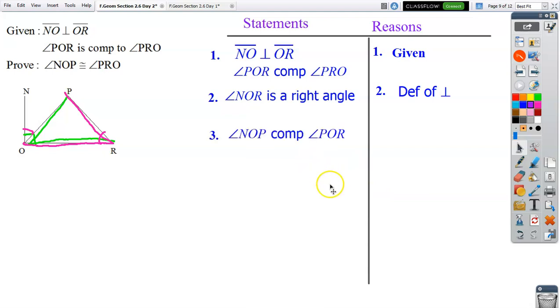So NOP is complementary to POR, if both of these angles make up this right angle, because we know that NOR is a right angle. I'm going to erase some of this so I can draw better.